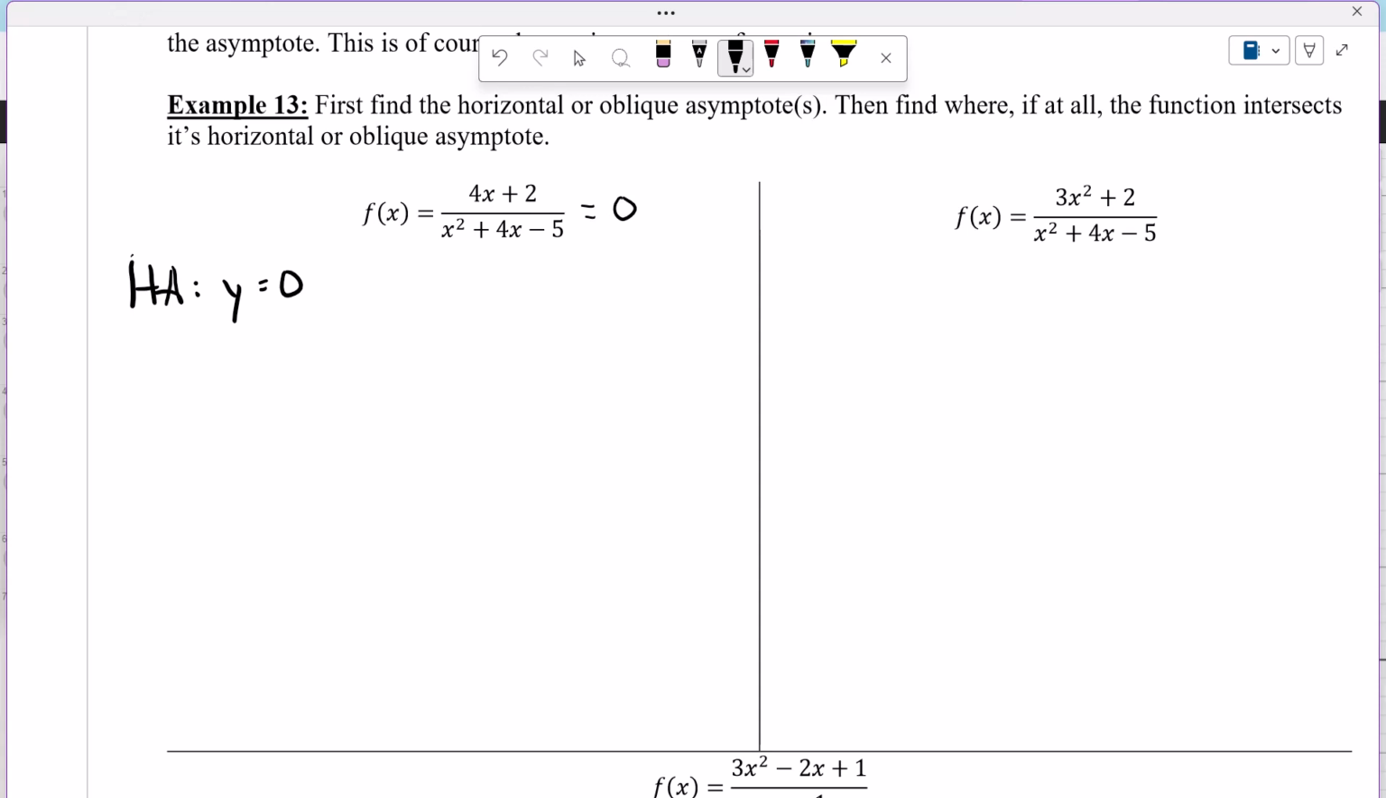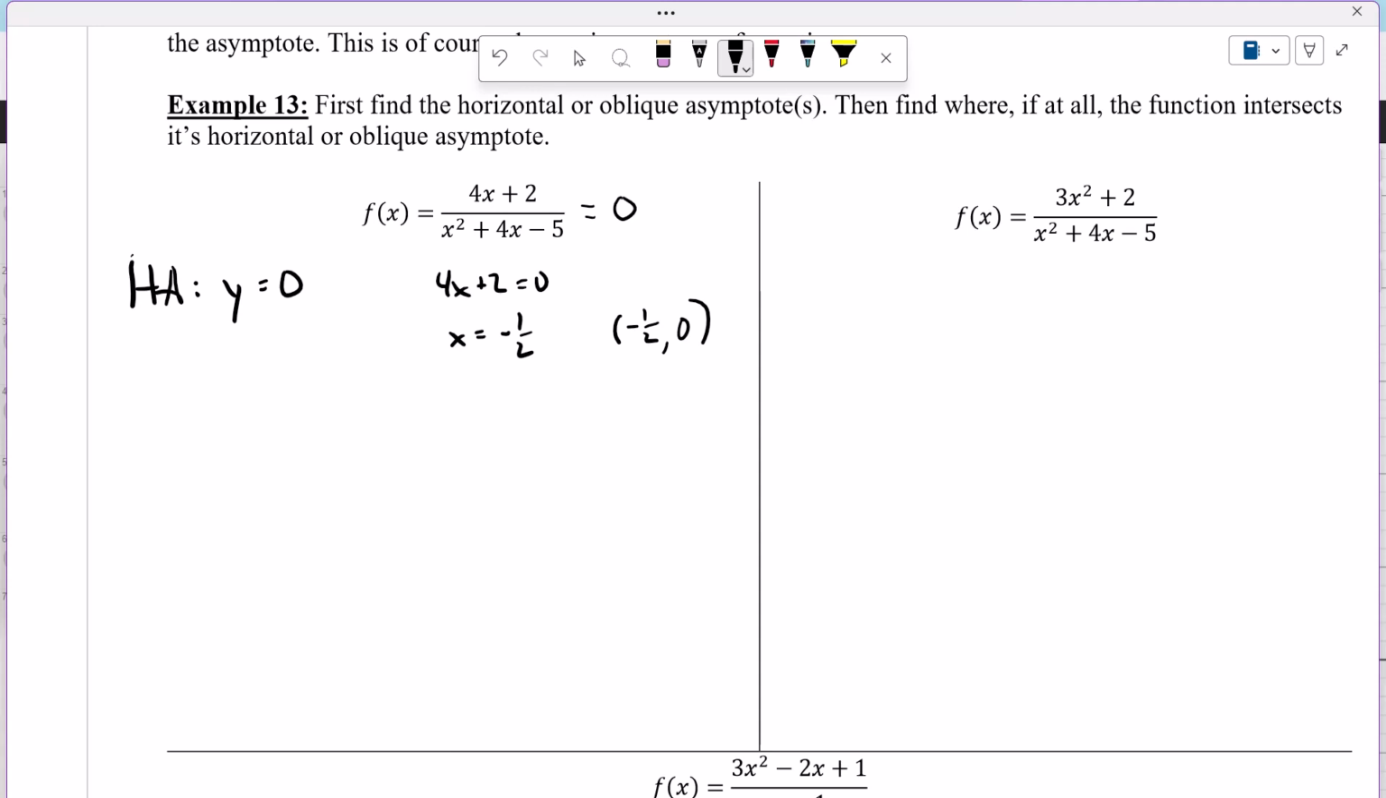Now, next step would be to do what? Understand that in a fraction, if you want to set it equal to 0, you just have to set the top equal to 0. So it shouldn't be too difficult to solve this. So x equals 1/2. So the coordinate that it crosses through would be -1/2, comma, 0, of course. Yes?